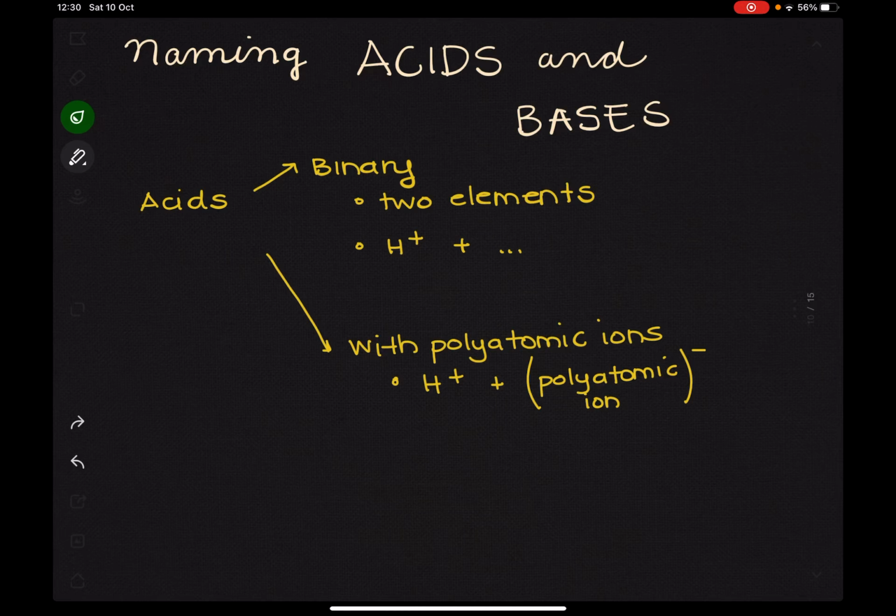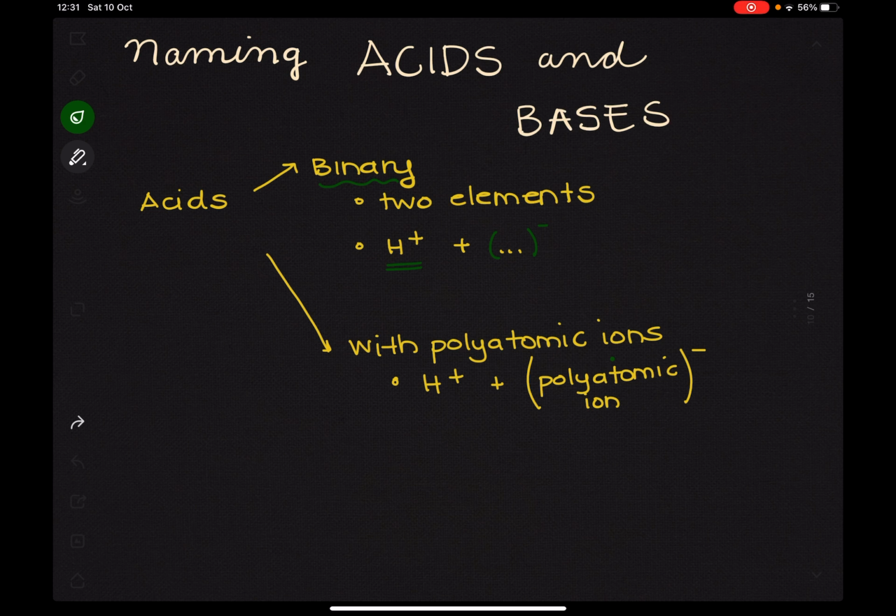In this video, we're going to be naming acids and bases. We will start first with acids. Acids are composed in two ways. We can either have binary acids, and binary acids is when we have two elements. We will always have for an acid the hydrogen with a +1 charge, and in the case of a binary acid, we will have another element. And this other element would have a negative charge, of course.